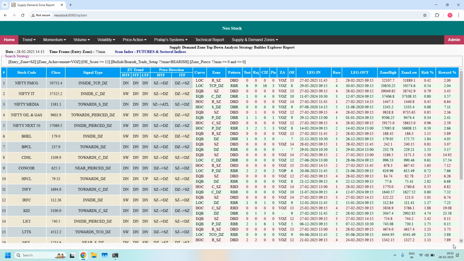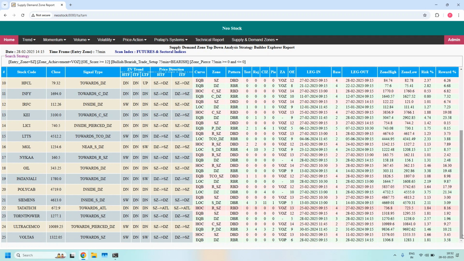Okay, first 15 stocks, and let me scroll the list down. So total 25 stocks are filtered. All 25 are supporting bearish trade setup for weekly income trade, and these entry time frame zones are 75 minute supply zones. Out of these 25 75 minute supply zones, some might be having high probability based on zone confluence.